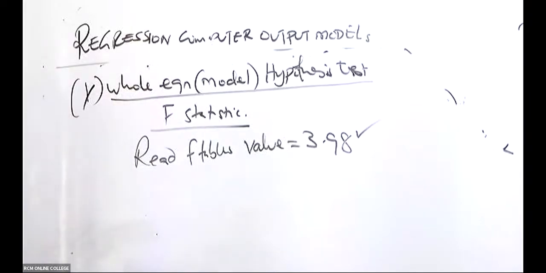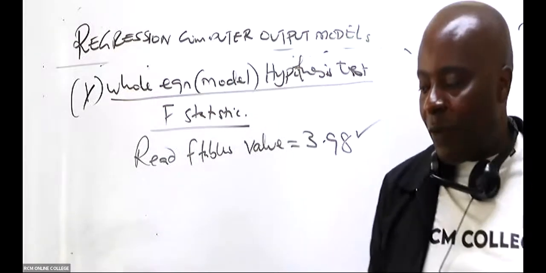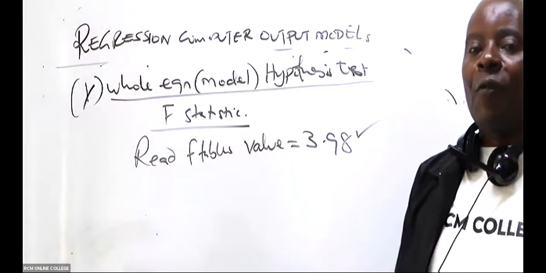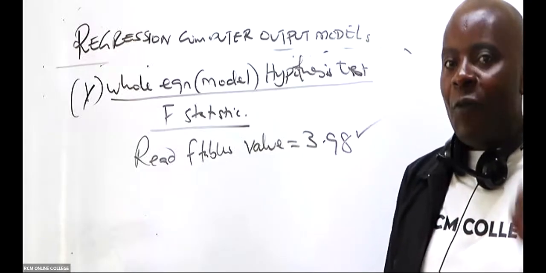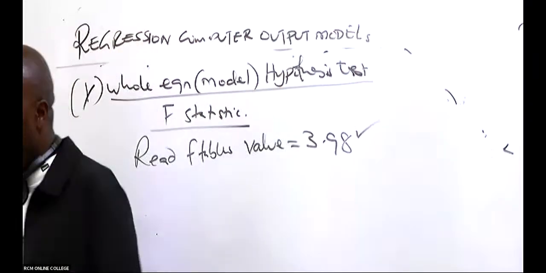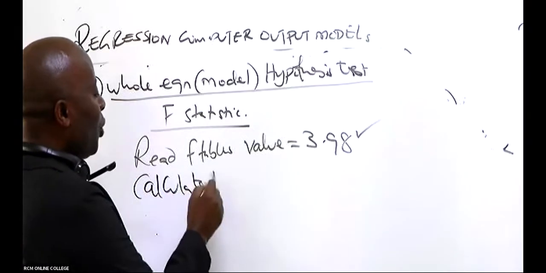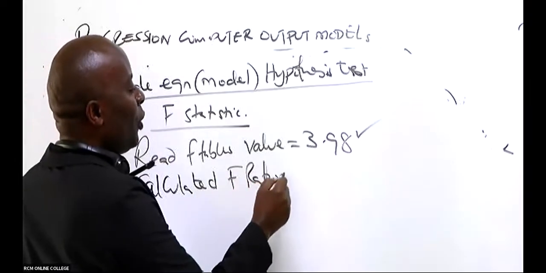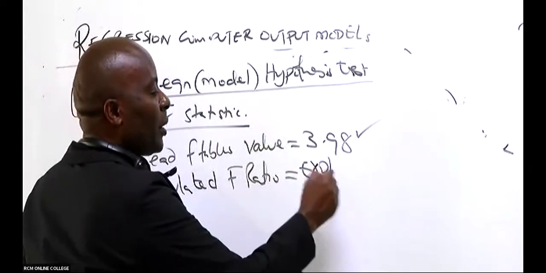This will always be given. So because we are doing it for just one model, from there we go to the F ratio now. The calculated F ratio for the model, fortunately, I know you remember how you are calculating this.